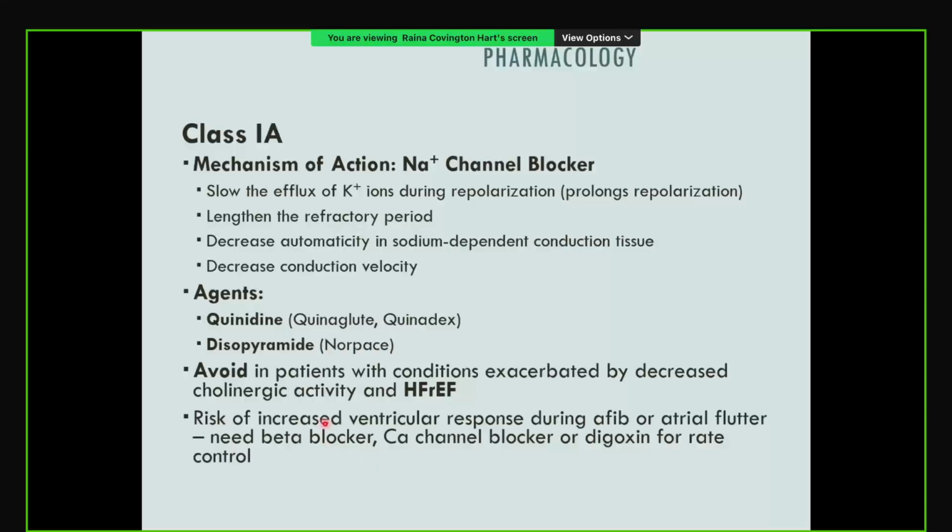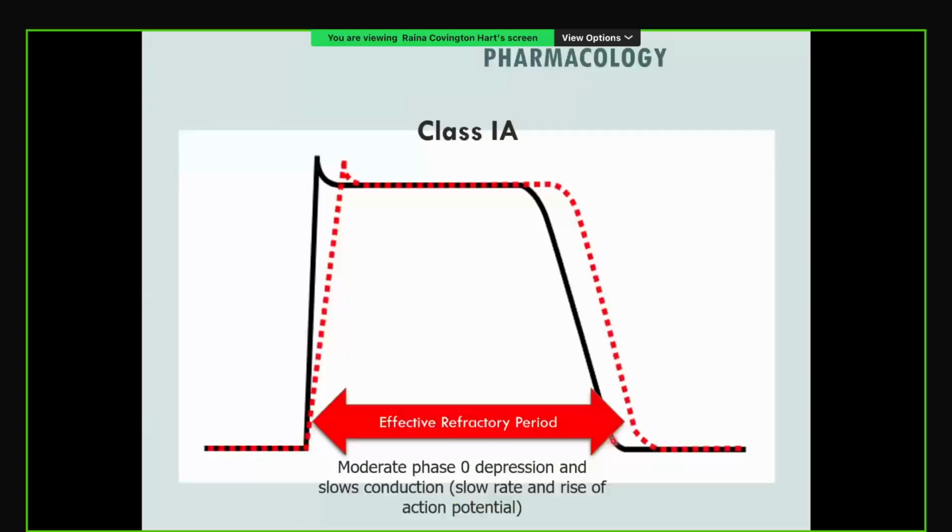So you see that we have our rate control agents that we could put on board. So a beta blocker, a calcium channel blocker, or I can do digoxin. So what that would do is, if my person is already predisposed, right, because they have a flutter right here, or atrial fibrillation, which is AFib, so their heart is going fast already, they have these conditions. So what I want to do is try to slow it down, even if I'm giving a drug that is for rhythm control, because my rhythm control drug has the potential to also increase the rate, okay? So that's why I am trying to slow it down with one of these rate control drugs, okay?